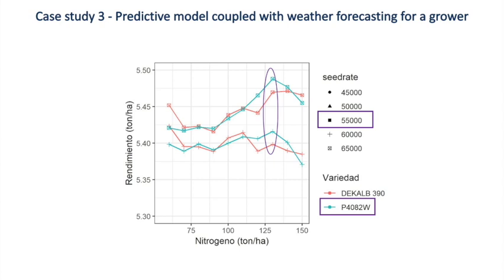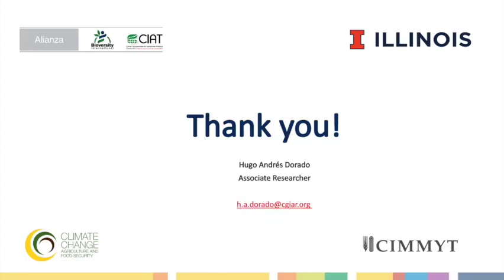The objective with this exercise was to identify, based on this climate forecast, which were the best practices that the producers should combine in order to use their full potential. This is the example of one producer that the ideal situation was to plant with a rate of 55,000 seeds per hectare and choose the variety called P4082W. The optimum amount of nitrogen was 125 tons per hectare approximately.